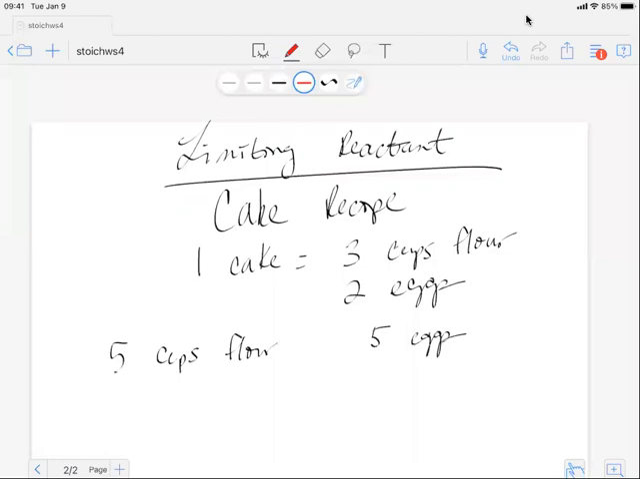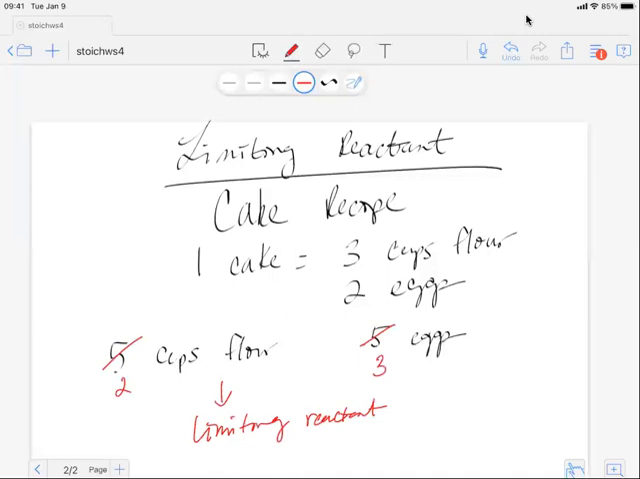So after the first cake, I've used 3 cups of flour, which leaves me with 2, and I've used 2 eggs, which leaves me with 3 eggs. Can I make another cake with that? No. Why not? Because I do not have enough flour. This is the limiting reactant, or in this case, the limiting ingredient.